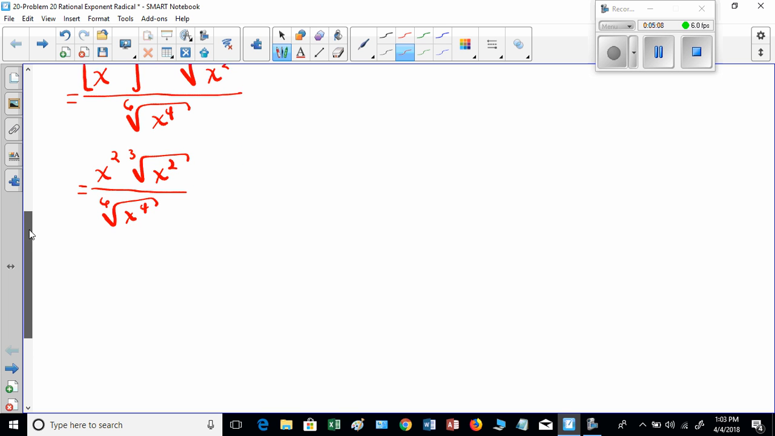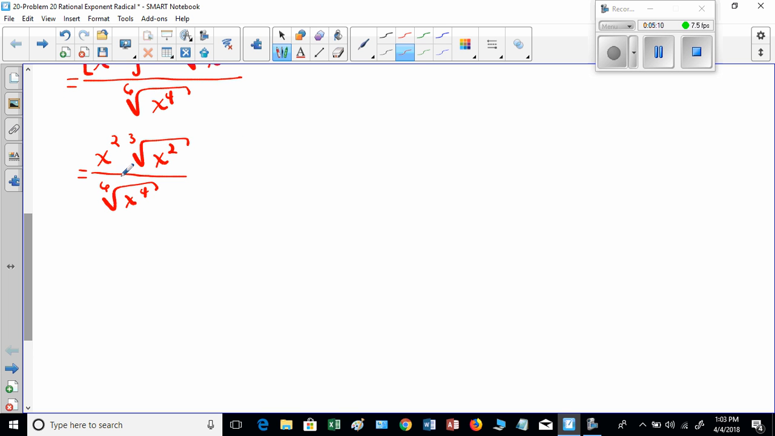And now what we're going to do is leave the x to the second alone, and then we're going to start working with radicals. So in order to work with these two radicals, in order for you to combine them and make this expression simpler, you have to have the same index in order to combine the two radicands.